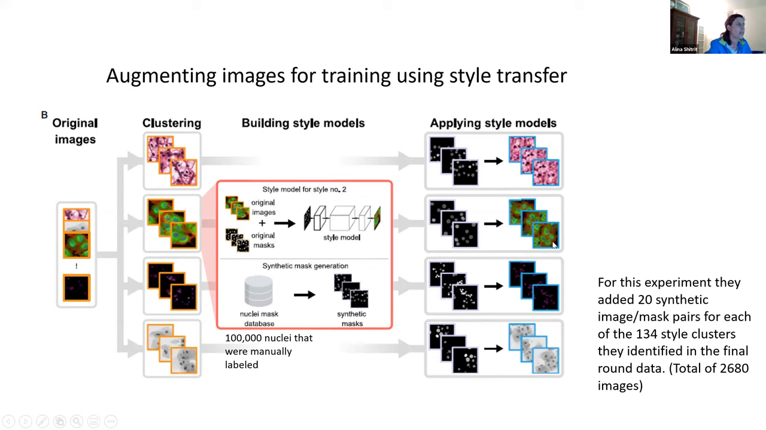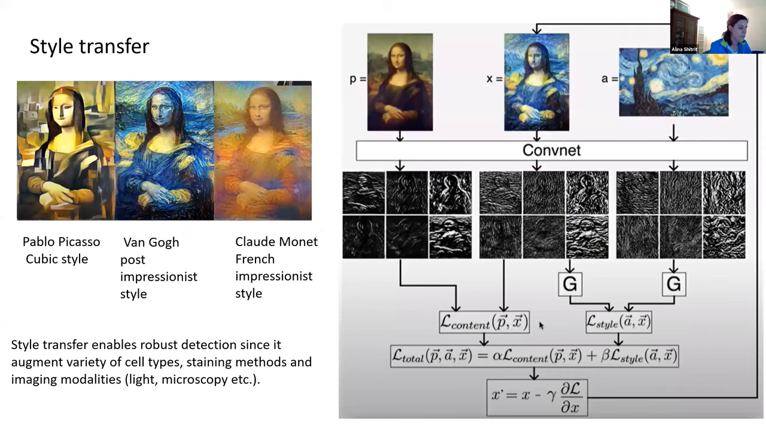Okay, so this way we're generating a lot of pictures that are fake pictures, right? They're not real, but they added them that way for each cluster. From their data, they generated 134 clusters. So they augmented about 3,000 images to their training data. And this way, they were able to overcome the main issue of all the neural network limitation processes, the training data.